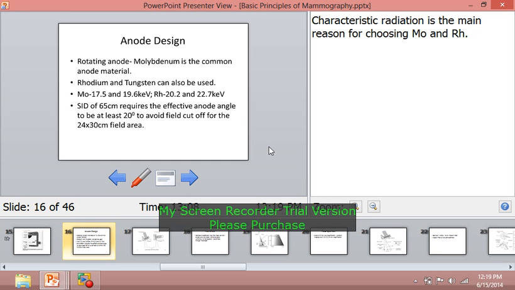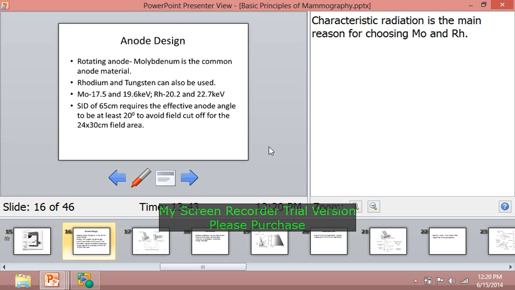And there is the rhodium, which has the K characteristic energy of 20.2 and 22.7 kilo electron volt. There are two numbers because in the K shell we have K alpha 1 and K alpha 2. When the K shell is filled from the 1s orbital, we have K alpha 1. When it is filled from the 2s orbital, we have K alpha 2.